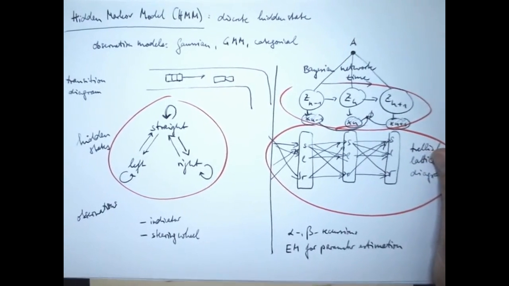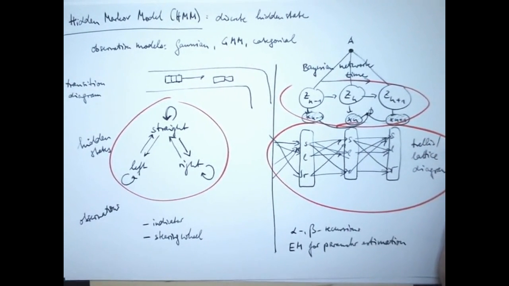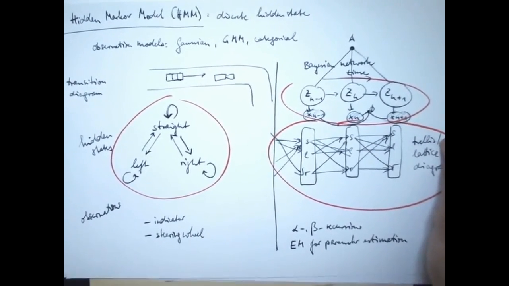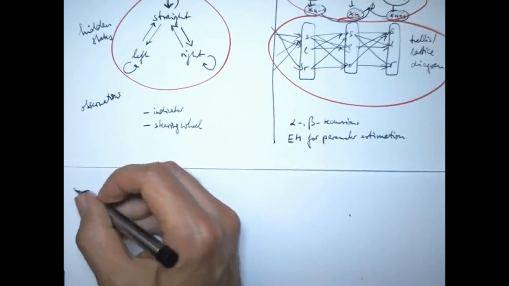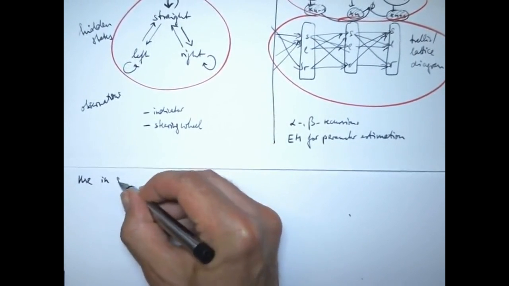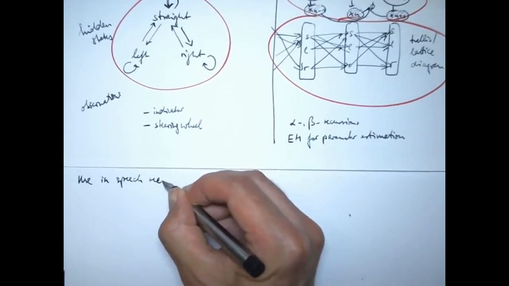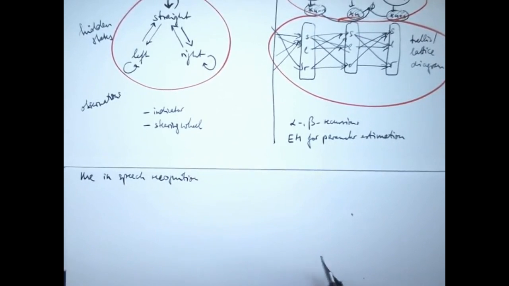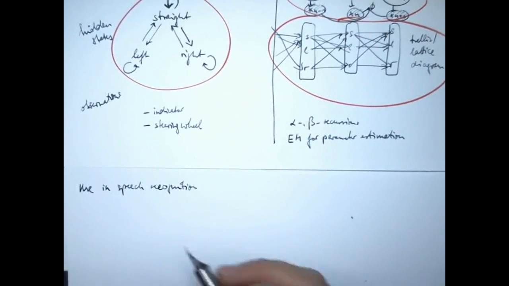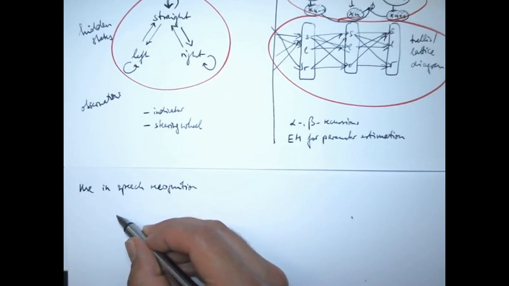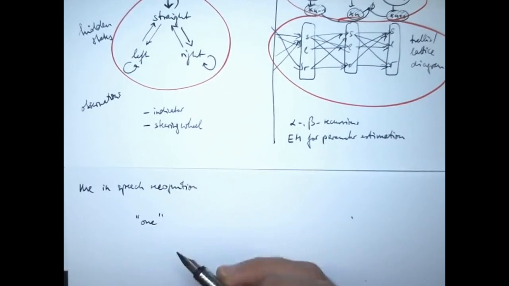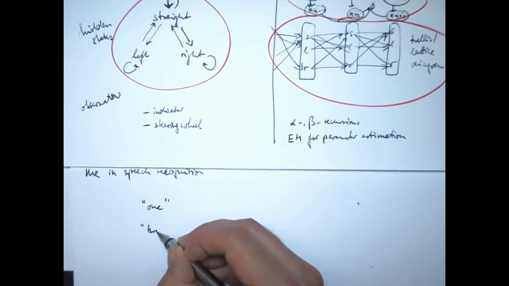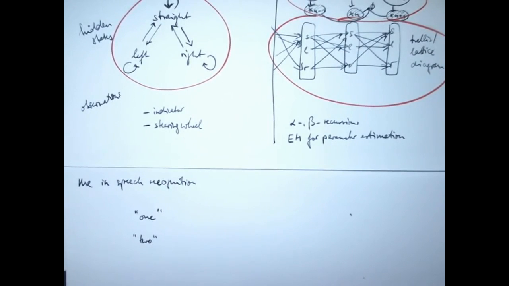Where it really became big was in speech recognition, and it still is an element of most speech recognition systems. There, the idea is the following. If we have an utterance, let's say we train different HMMs which recognize, let's say that we have a hidden Markov model which recognizes the word one, and we have a hidden Markov model which recognizes the word two.